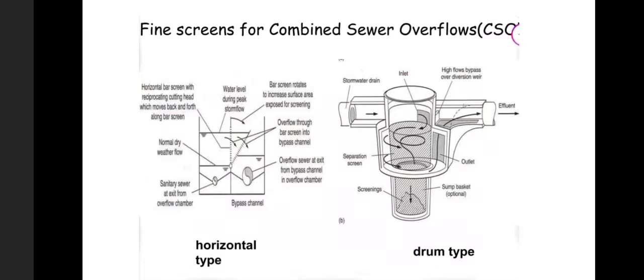So this is an example of fine type screens for the combined sewer. This kind of system can be adopted anywhere in the treatment procedure. The first one is the horizontal type and the next one is the drum type. The horizontal type is where the water flows in a vertical way, and the water will be discharged step by step, and there is an overflow sewer at the bottom, and also a sanitary sewer at the exit.